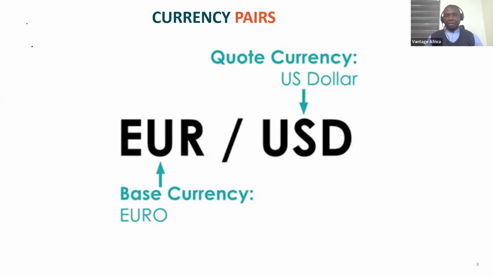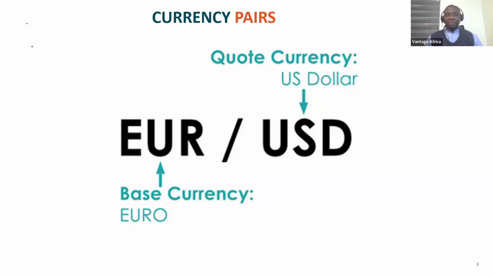Now you see, this is a currency pair called the Euro USD. The first currency, the currency on the left-hand side, is what we call the base currency in the pair, while the one on the right is what we call the quote currency. This is very important. This quote currency is also known as the counter currency. So why is the euro, in this case, the first currency, the currency on the left, called the base currency?